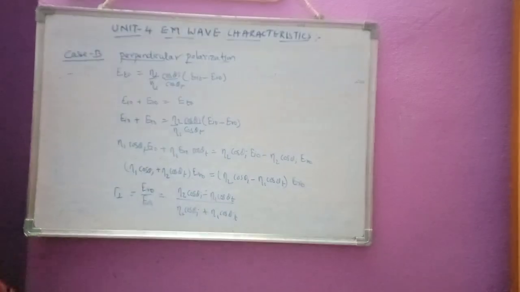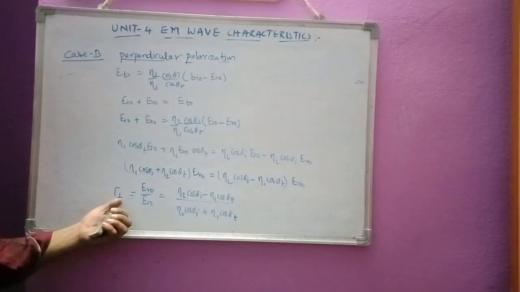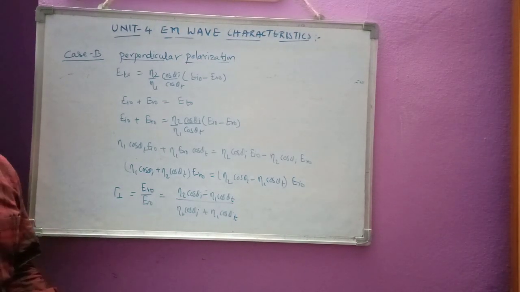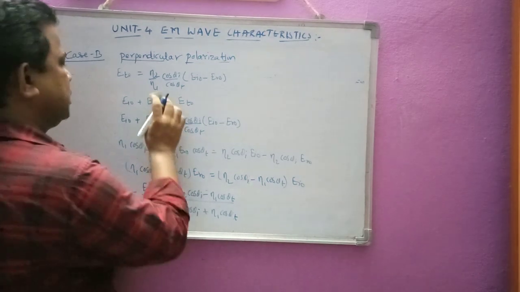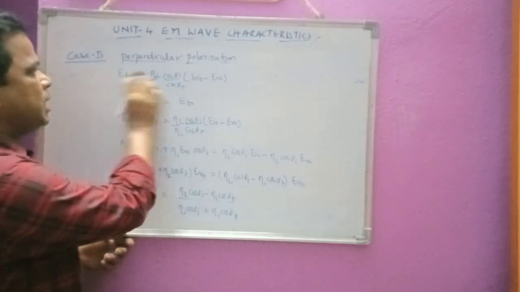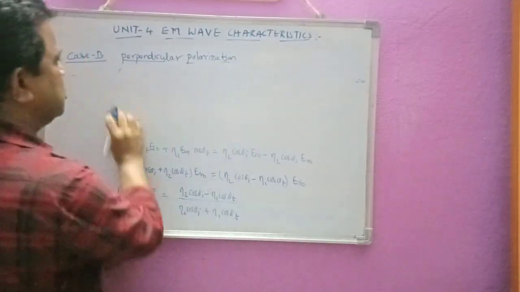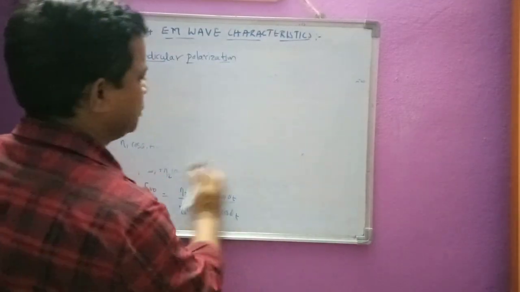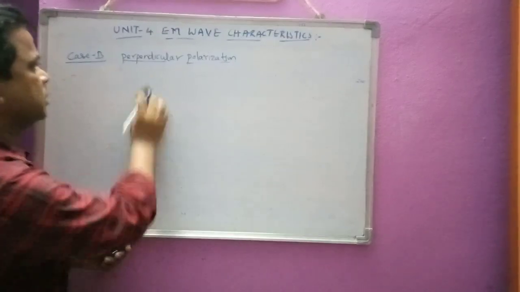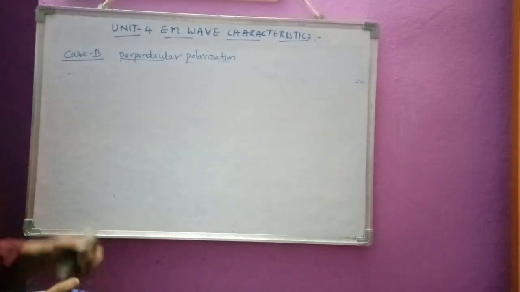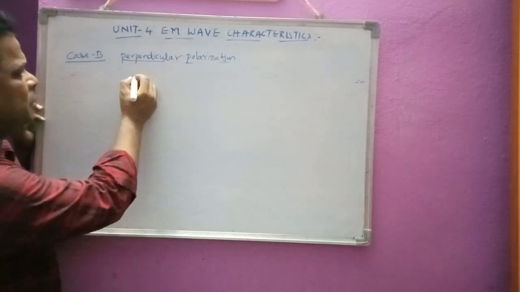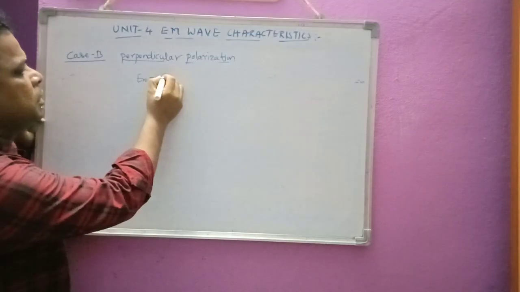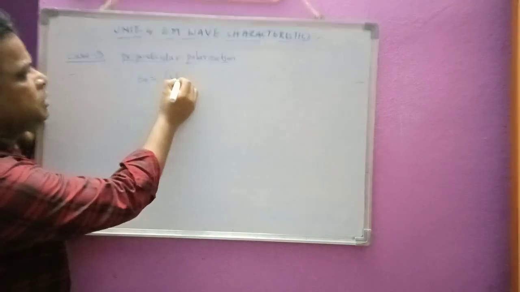Now similarly, I have to get the equation for tau perpendicular. Tau means the transmission coefficient here. As we have calculated gamma as the reflection coefficient, similarly we will try to calculate the transmission coefficient here. So in order to do that, we have got the final equation as ER0 is equal to gamma perpendicular into EI0.